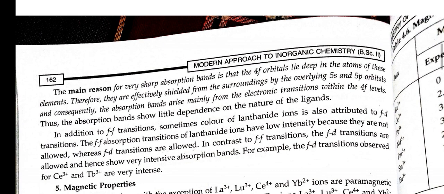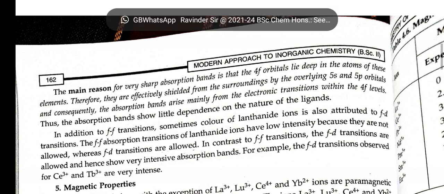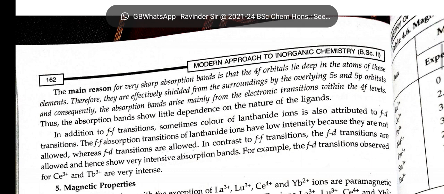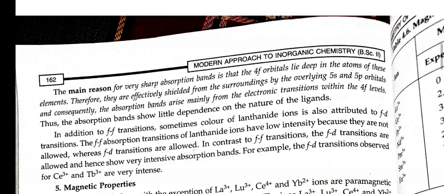The main reason for the very sharp absorption bands is that the 4f orbitals lie deep in the atom of these elements. Therefore, they are effectively shielded from the surroundings by the overlying 5s and 5p orbitals, and consequently the absorption bands arise mainly from electronic transitions within the 4f levels. Thus, the absorption bands show little dependence on the nature of the ligands.